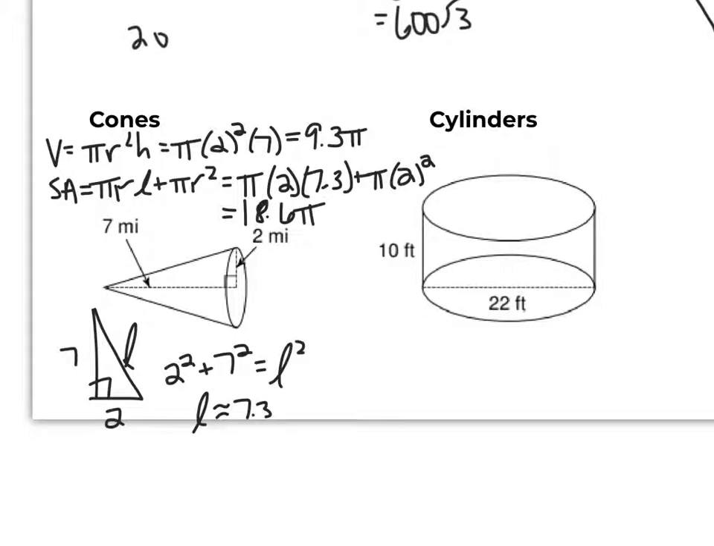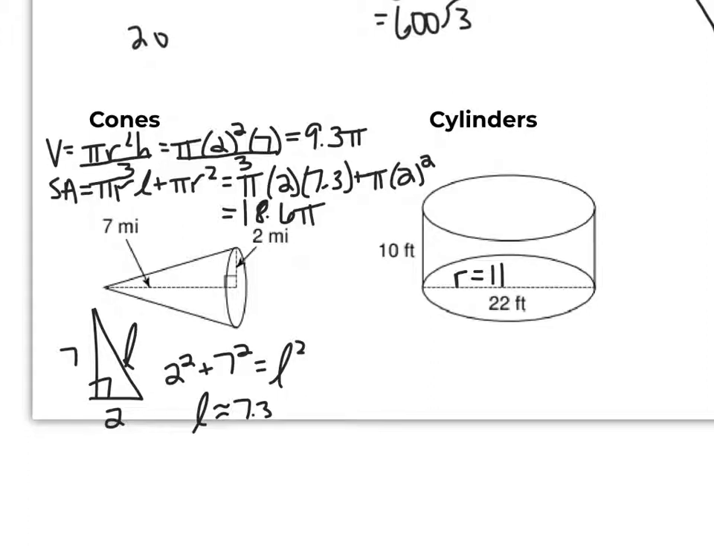Alright, cylinder. This one's trying to be tricky. It gave you the diameter, so we want to use a radius of 11 for my formulas. Oh, I need to divide by 3. Whoops, divide by 3. I did it for my final answer. I just glanced over it when I was writing.